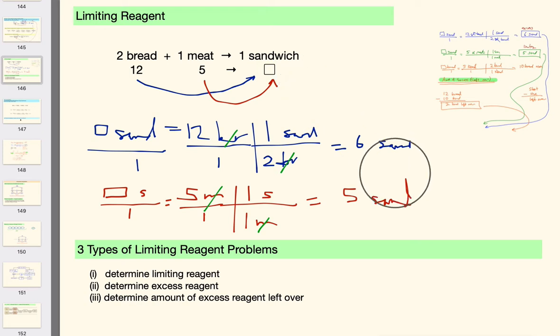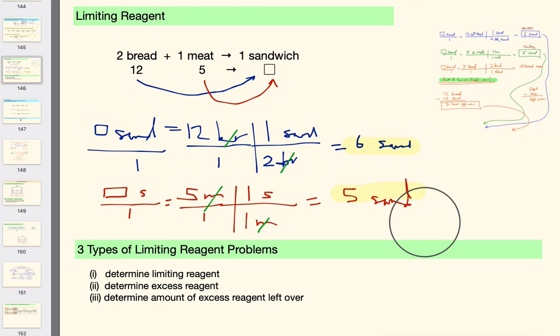And it's this. You can make no more product than the reagent that is in least supply. How do you know which one's in least supply? You do this calculation and you pick the one that gives you the smallest number. So according to bread, I have enough bread to make 6 sandwiches. I only have enough meat to make 5 sandwiches. Therefore, I can only make 5 sandwiches.